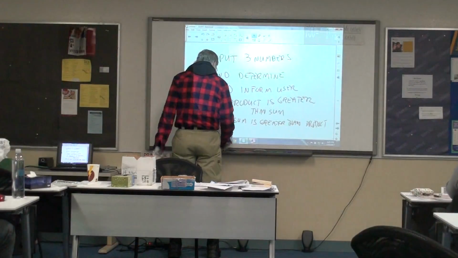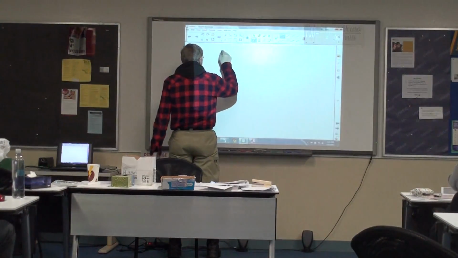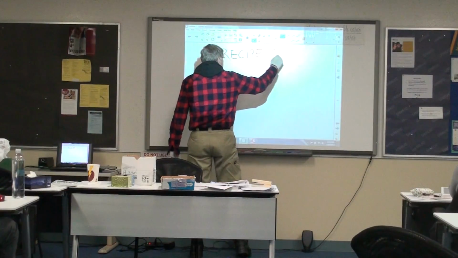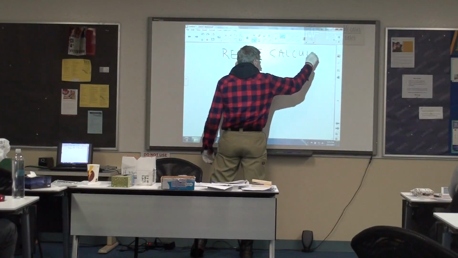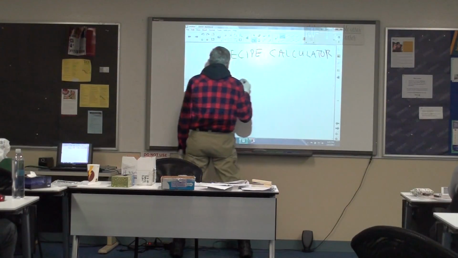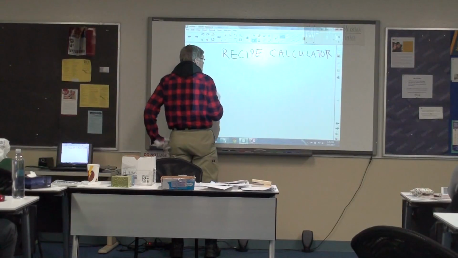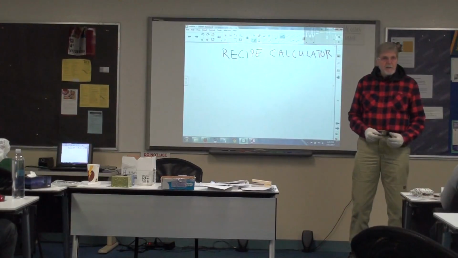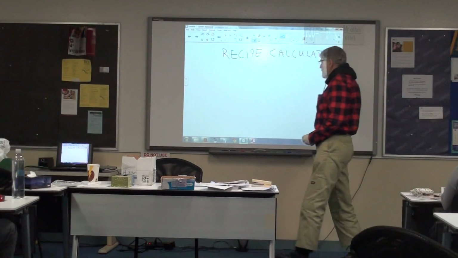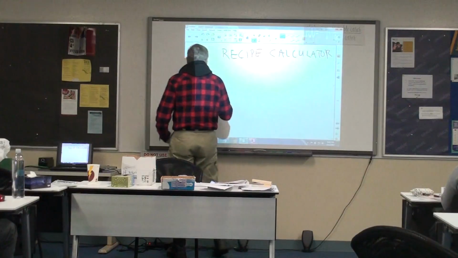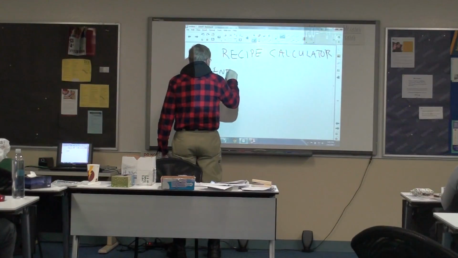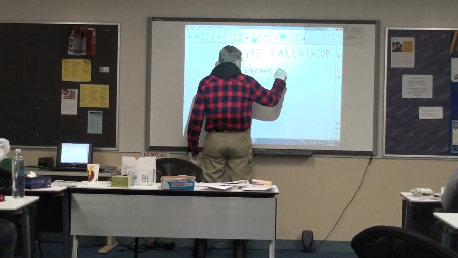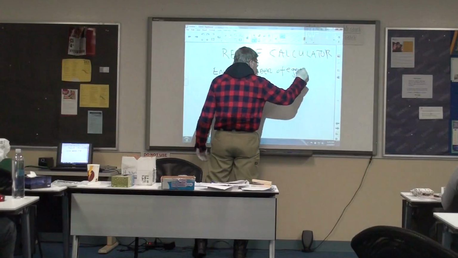The name of the program is Recipe Calculator. This is what the output is going to look like. I'm not going to write any of the code for you. This is what your output screen is going to look like. It's going to say Recipe Calculator at the top. It's going to say enter number of eggs. Decimals are not encouraged.